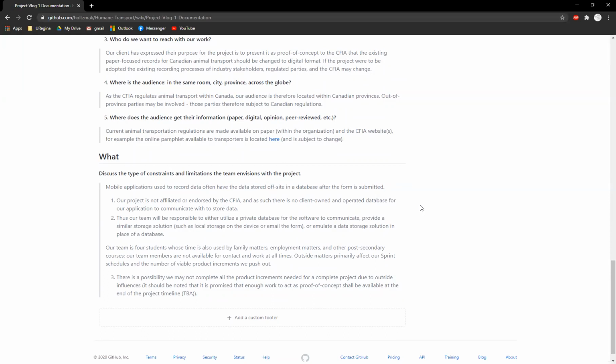It should also be noted that we are 4 students, and we're not employed to do this work. We may be interrupted by family matters, other employment matters, or other post-secondary courses during the development of this project. So there's a possibility that we might not complete all of the product increments needed for a complete project. But we do promise that enough work will be available at the end of development to act as proof of concept.